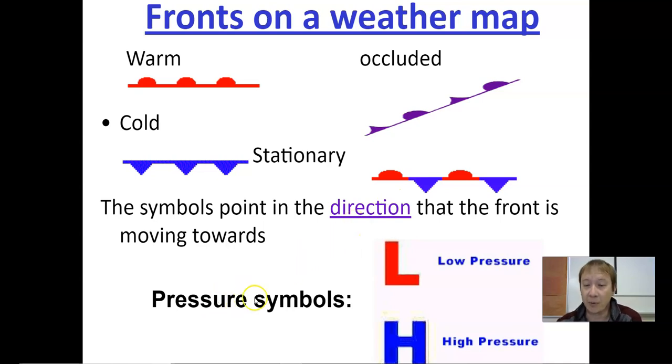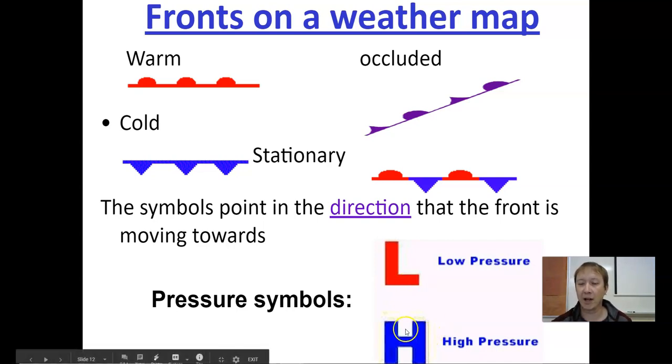We also then have the pressure symbols. Low pressure areas tend to move in more of a counterclockwise fashion, where the high pressure tends to move more clockwise. And we'll see that when we get into the actual weather maps here in a moment.